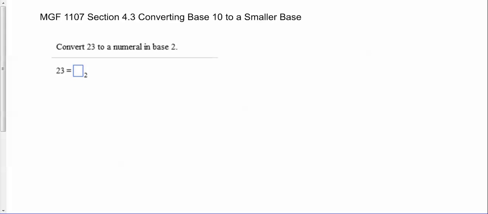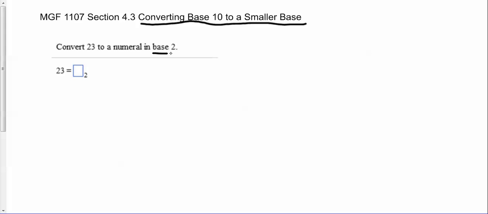This video is for MGF 1107, Explorations in Math, Section 4.3, when we are given a Hindu-Arabic numeral and we're asked to convert to a numeral in a smaller base than 10. So in this example, we're given the number 23, which is in base 10, and we're asked to convert it to a numeral in base 2.